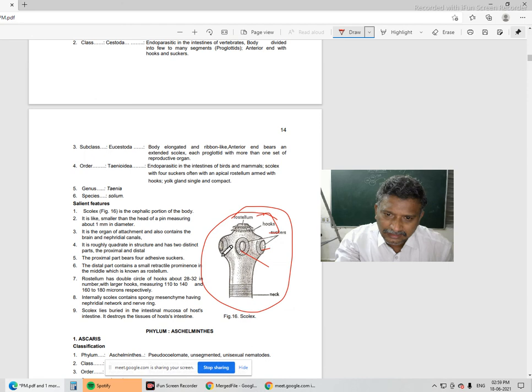Sucker, sucker, sucker. And one more structure is there on the other end. 4 suckers are there. 2 rows of hooks are there, 14 to 16. And unsegmented, this is not the neck, this is the neck. Unsegmented neck.